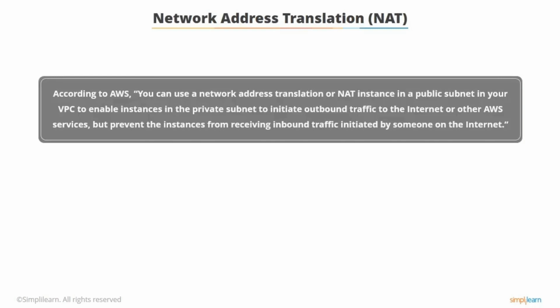According to AWS, you can use a network address translation, or NAT instance, in a public subnet in your VPC to enable instances in the private subnet to initiate outbound traffic to the Internet or other AWS services, but prevent the instances from receiving inbound traffic initiated by someone on the Internet.